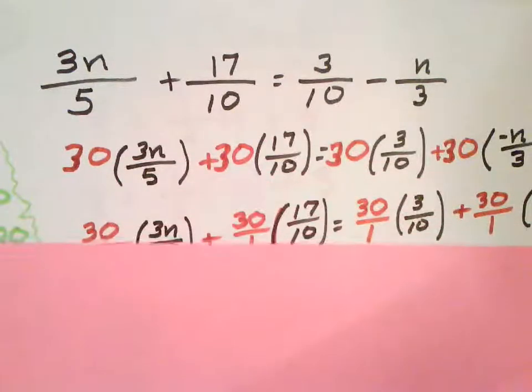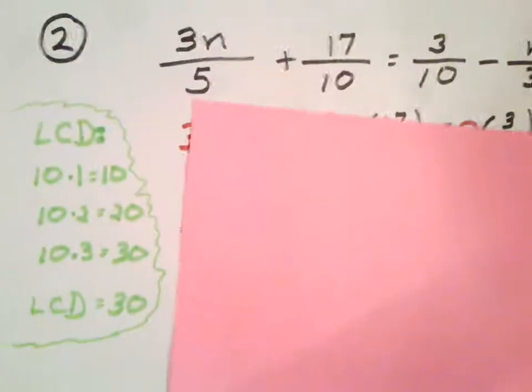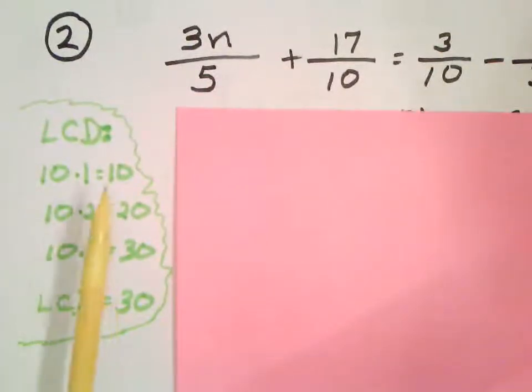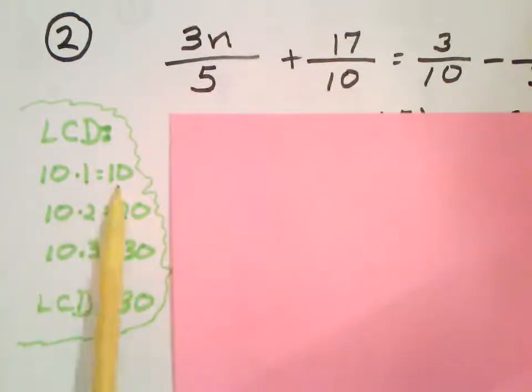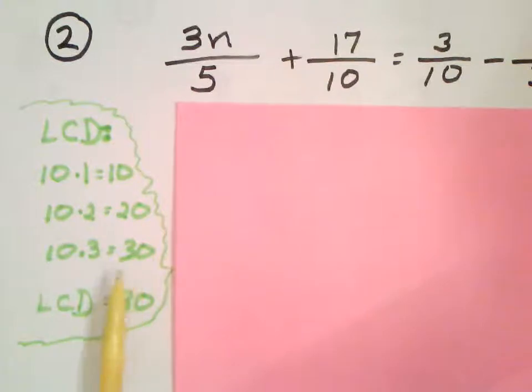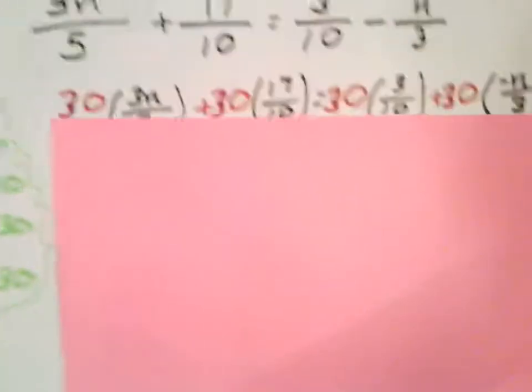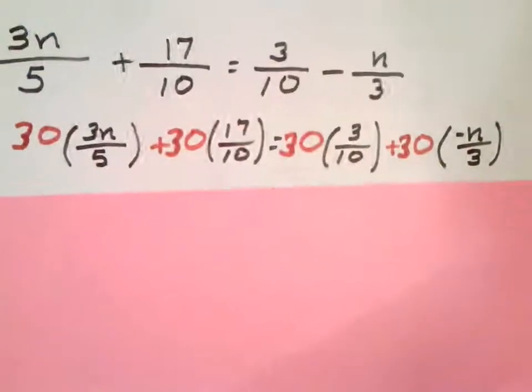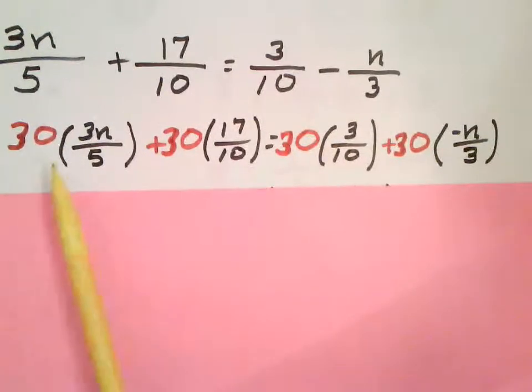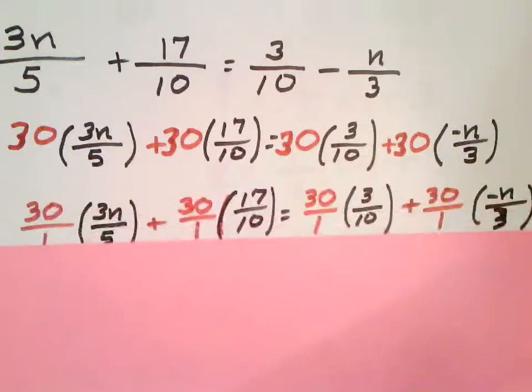So our largest denominator is 10, and 20 and 10 will not work because 3 will not divide evenly into 10 or 20. The 30 will work. So our least common denominator is 30. I'm going to multiply each term by 30. Since we're multiplying by fractions, I made that 30 over 1.